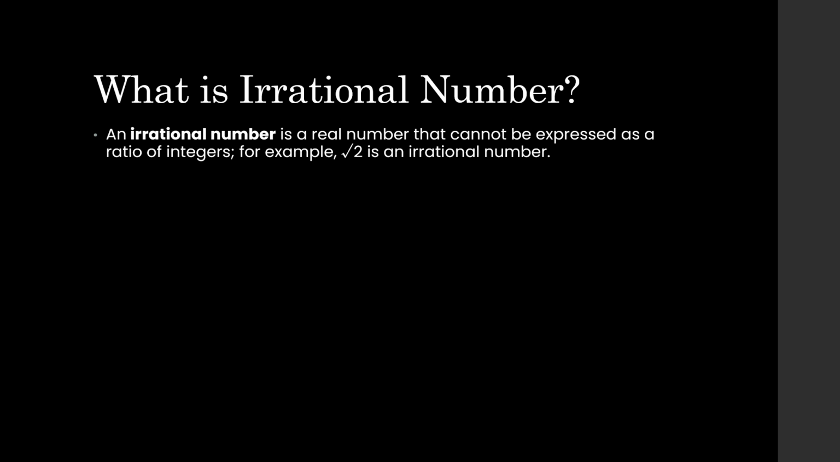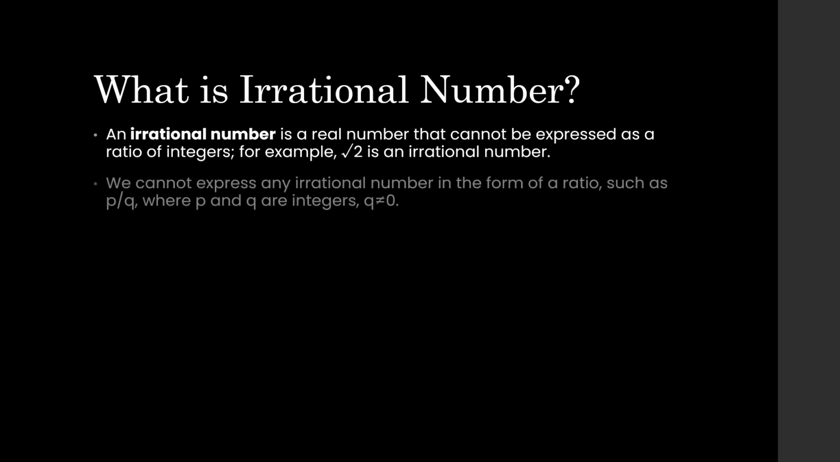So in the previous video we have seen that there are two types of real numbers, rational numbers and irrational numbers. The number which can be expressed as a ratio is a rational number, whereas the number which cannot be expressed as a ratio is an irrational number. In the word itself, irrational: rational means it's in the form of a ratio and irrational means it is not in the form of a ratio. An example of an irrational number is root 2, root 3, root 5 and so on.